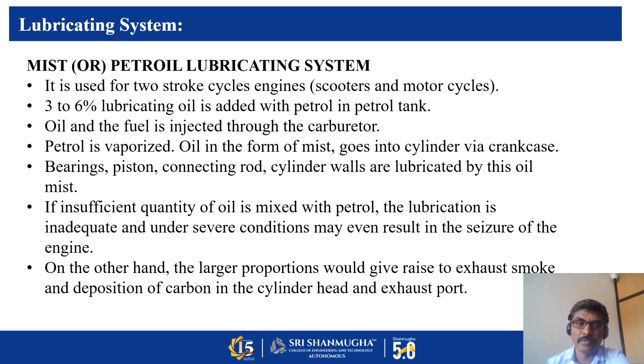Then mist lubrication. It is used for two-stroke cycle engines, scooters and motorcycles. We are using this type. 3 to 6% of lubricating oil is added with the petrol in the petrol tank. Oil and fuel are injected through the carburetor. The petrol is vaporized. Oil in the form of mist goes into the cylinder via the crankcase. Bearing, piston, connecting rod and cylinder walls are lubricated by this oil mist.